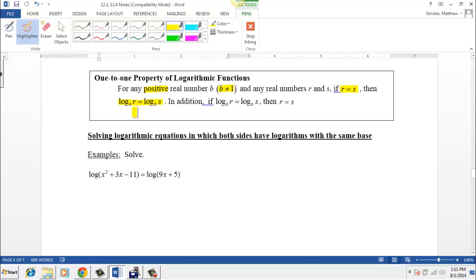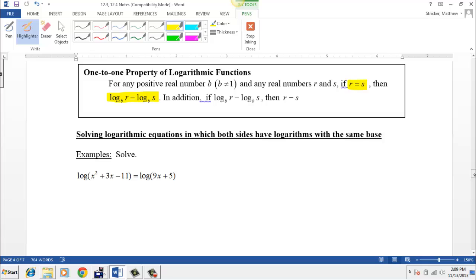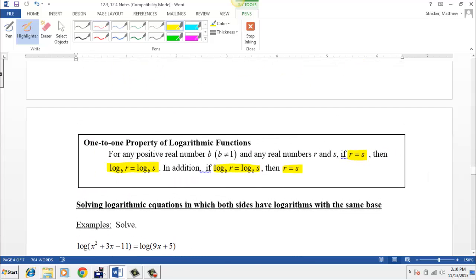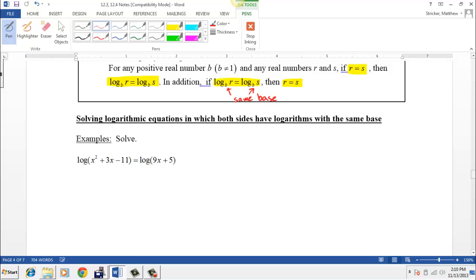Or in other words, you can do this: take the same log of both sides. The nice thing about that is it goes the other way too. If I have the log of r equal to the log of s, then we can assume that their arguments, r and s, must be equal. Now, the key thing I want to point out is that the bases have to be the same. This only works if the bases are the same. So if I wanted to solve the next example, notice they're both common logarithms, log base 10.